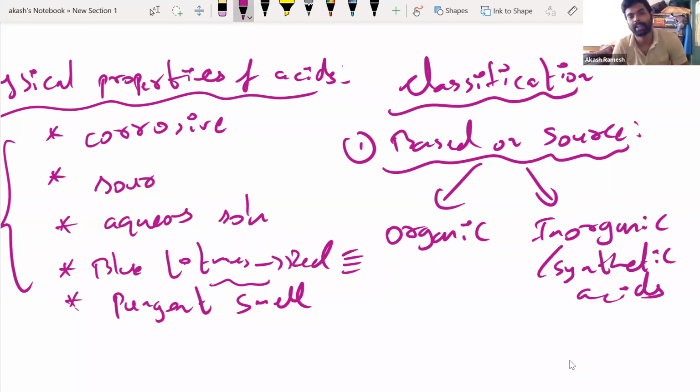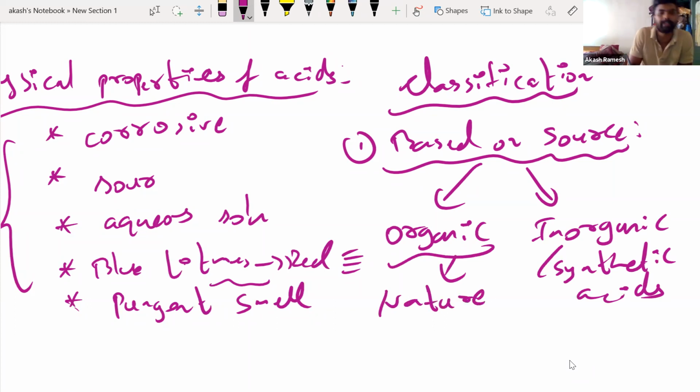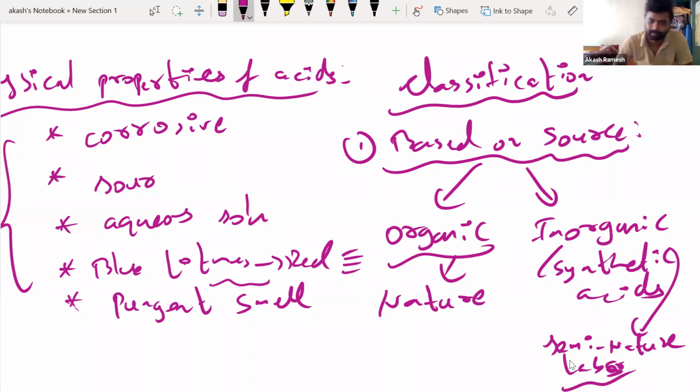From the name itself, we can understand another thing. Organic acids are obtained from nature exclusively. They're obtained from nature itself. And these inorganic or synthetic acids are semi-nature, like some derivatives are there in nature, or they are produced in labs. Some of the organic acids can obviously be prepared in laboratories also, for example, oxalic acid can be prepared in labs also.